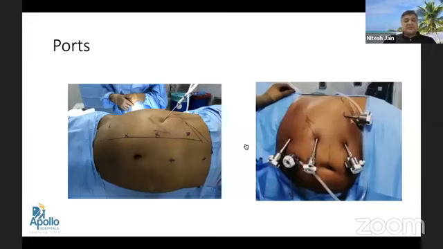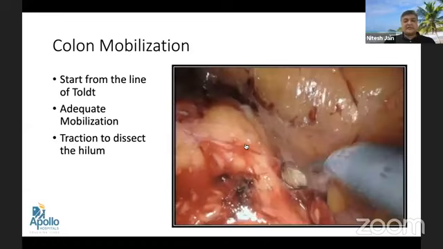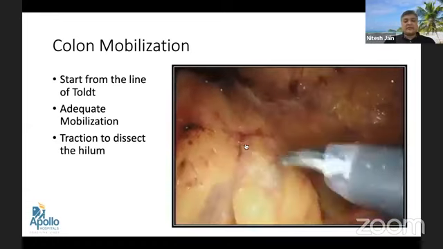We are using the Xi robot right now, so usually most of the ports are in a line position, that is on the lateral border of the rectus in a single line, and the assistant port is usually placed in the mid umbilical to epigastric region. The first basic step of the surgery is colon mobilization. We should not compromise on mobilizing the colon.